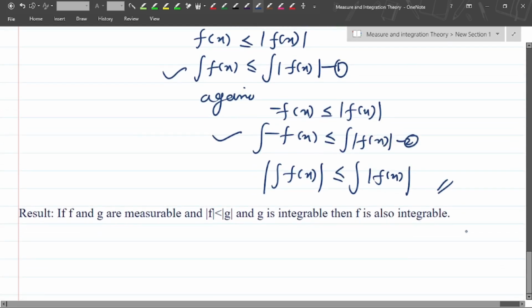And one more result: if f and g are measurable functions, mod of f is less than or equal to mod of g, and g is integrable, then f is also integrable. Obviously we can prove it.